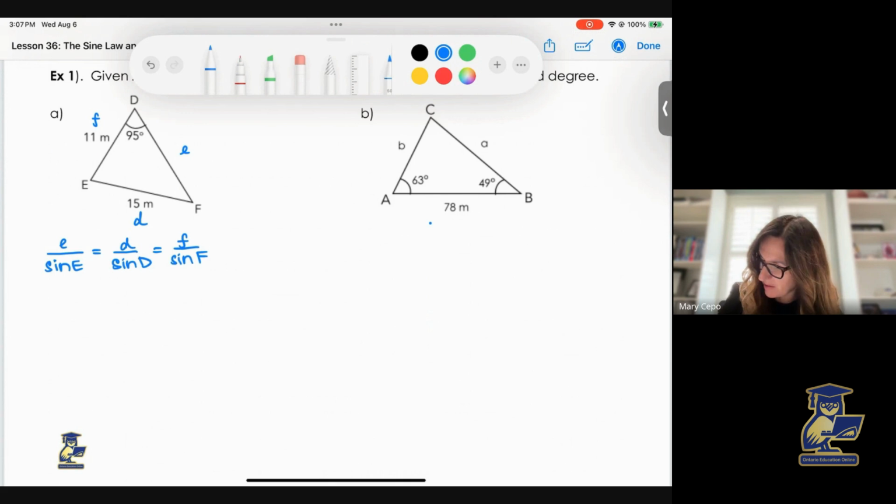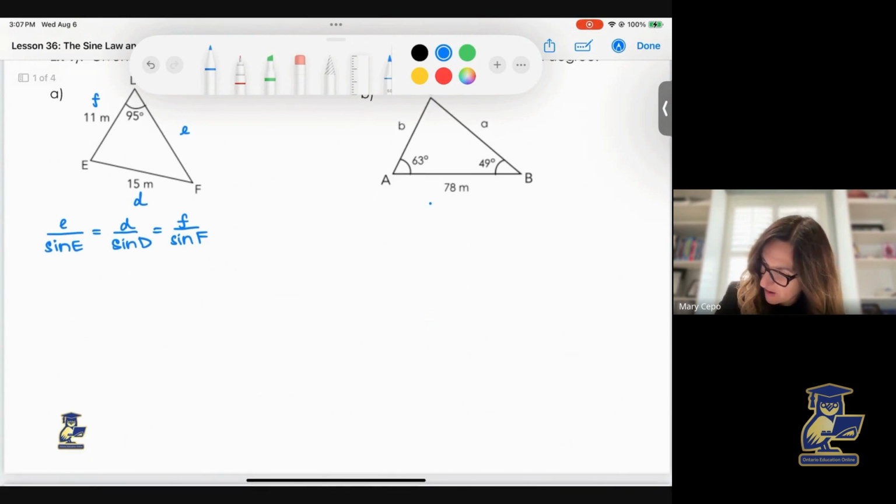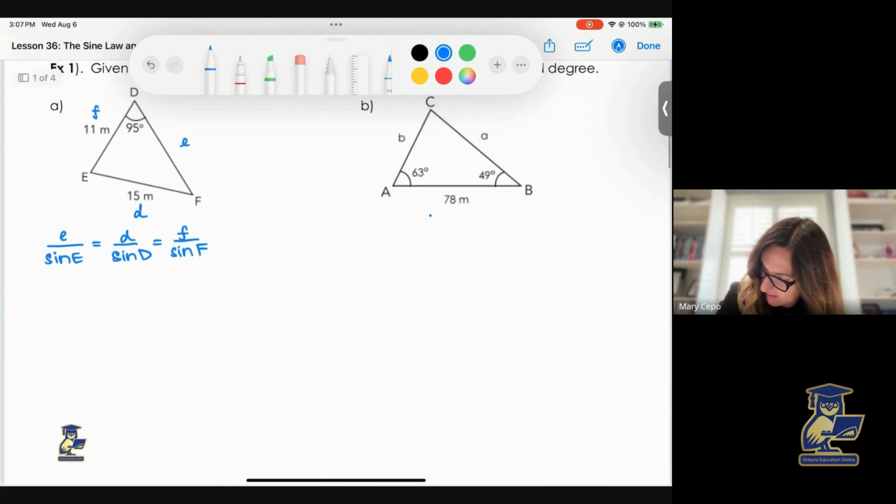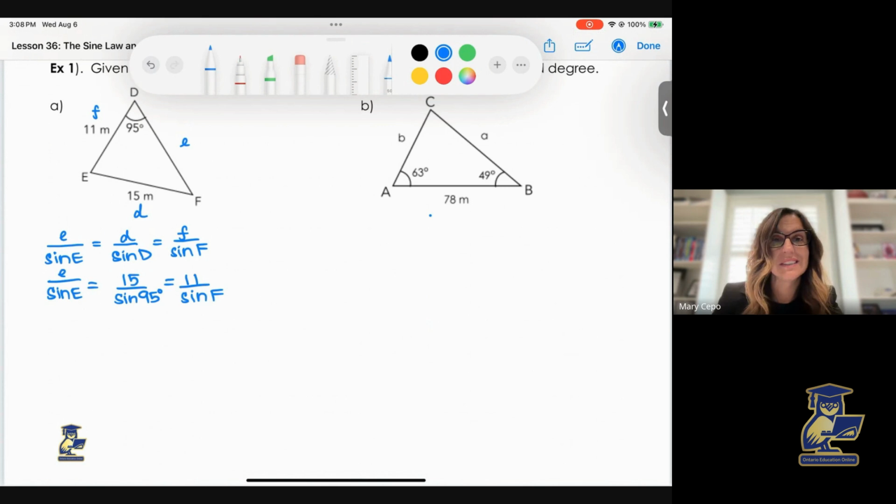Okay, with that in mind, let's substitute the information we do have. We know side d is 15, and we know that angle D, which is capital D, is 95. So sine 95 degrees is equal to f, which we do know, which is 11, all over sine of angle F. So we're missing side e, and angle F.